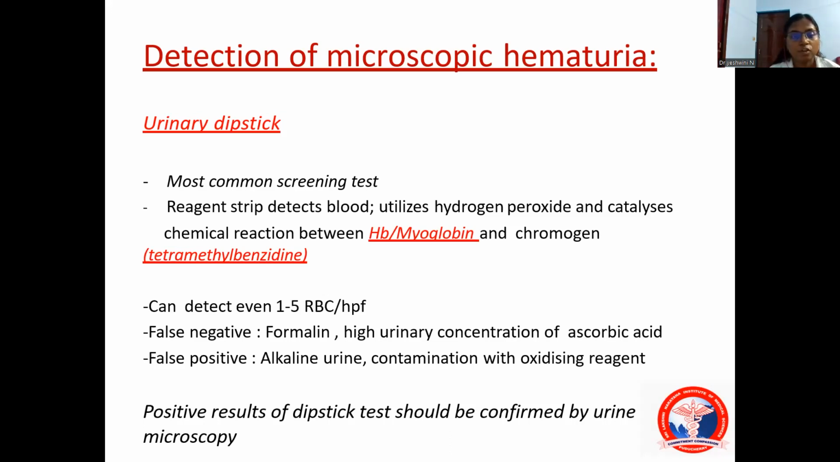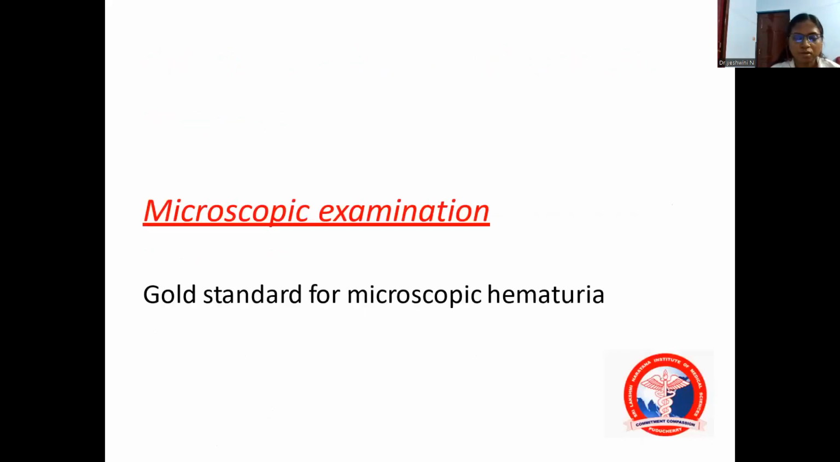In a false positive, there will not be any hematuria, but your dipstick will be positive, meaning you will get an alkaline urine and contamination with oxidizing reagent. In a false negative, you have hematuria, but your dipstick turns out negative. For high urinary concentration, ascorbic acid will lead to a false negative. So you should always confirm with urine microscopy, the gold standard for microscopic hematuria.